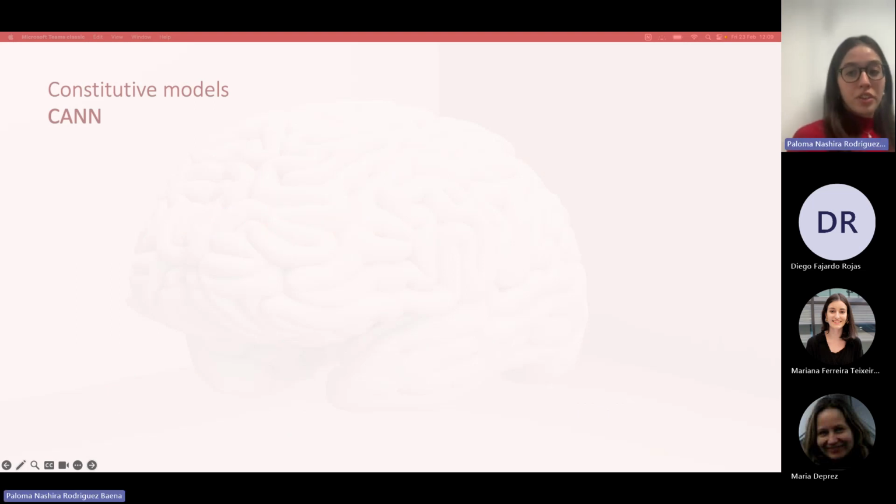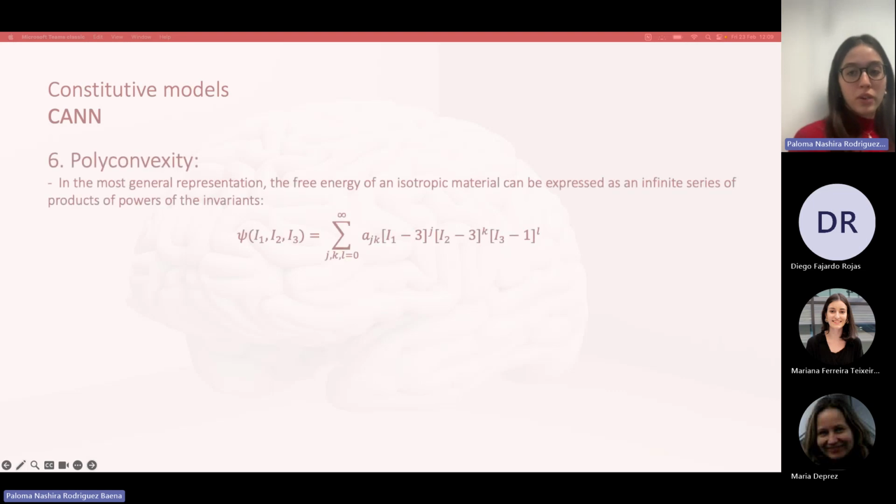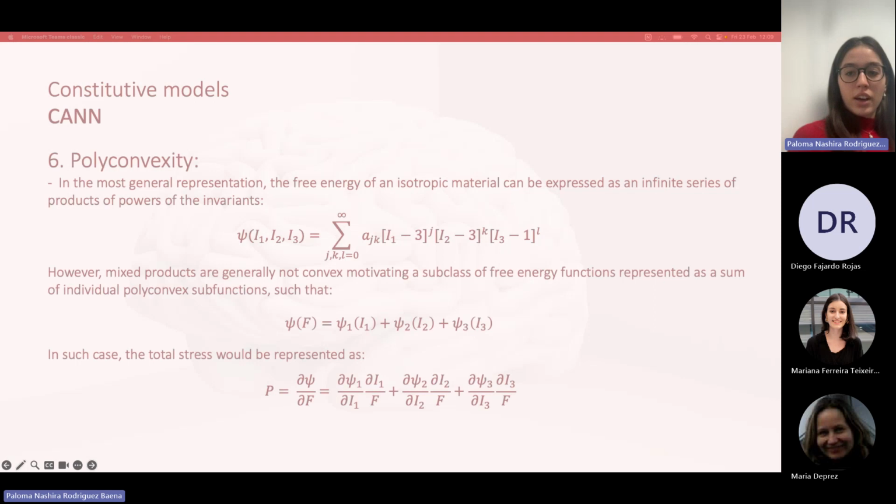While the general definition of the free energy function would be made up of the product of powers of invariants, the mixed products of the independent invariants generally produce non-convex functions. Therefore, if we wanted to ensure polyconvexity, we should use a subclass of free energy functions, which would be subfunctions derived from each of the invariants and would only be combined additively. Therefore, to introduce polyconvexity into the network, we would decouple the invariant inputs, not connecting the neurons of each invariant, such that they are only combined additively in the last hidden layer to output the total free energy function.